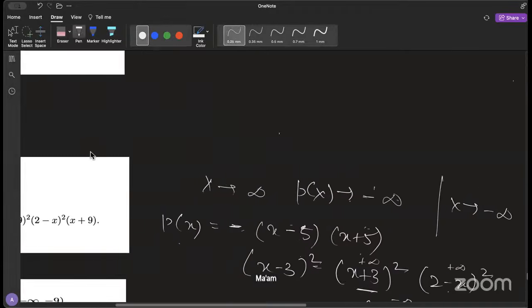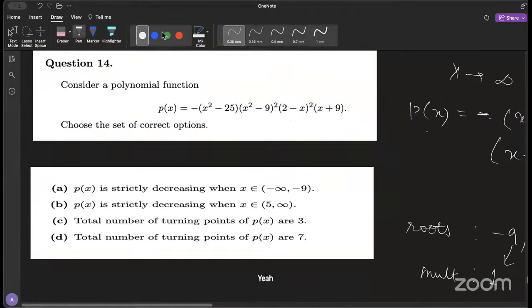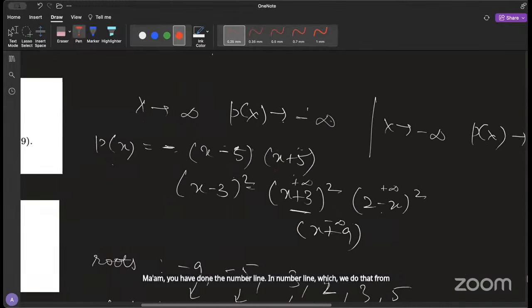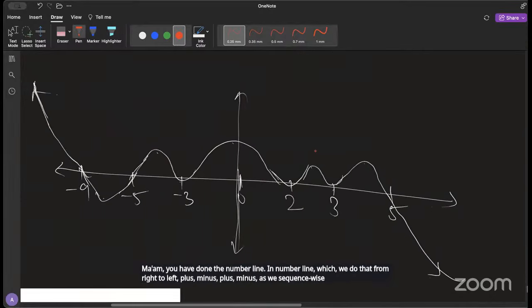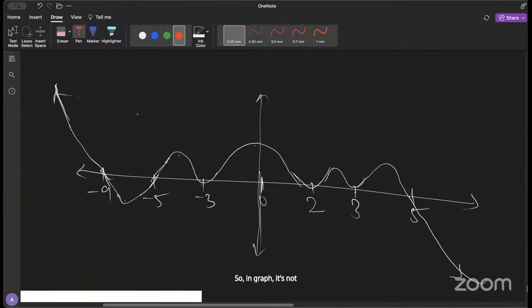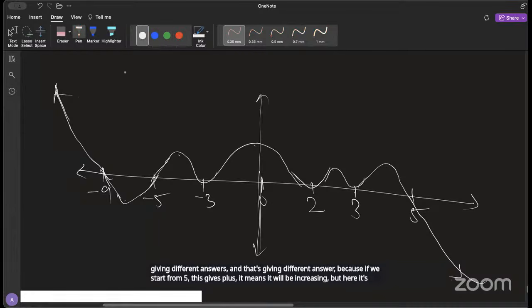Ma'am, you have done the number line. In number line, we do that from right to left, plus minus as well, sequence wise. So in the graph, it's not preferring. It's giving a different answer, and that's giving a different answer. Because if we start from 5, this gives plus. It means it will be increasing, but here it's going as a decreasing function in the graph.